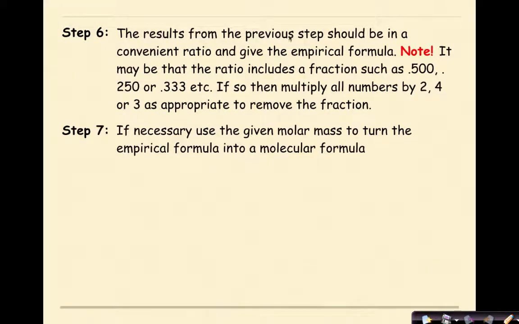The results from this previous step should be in a convenient ratio and give the empirical formula. Again, note, it may be that the ratio includes a fraction such as 0.5, 0.250, or 0.33, or 0.66 like we saw in our previous example. If so, then multiply all numbers by 2, 4, or 3 as appropriate to remove the fraction. So important here. Finally, if necessary, use the given molar mass to turn the empirical formula into a molecular formula.